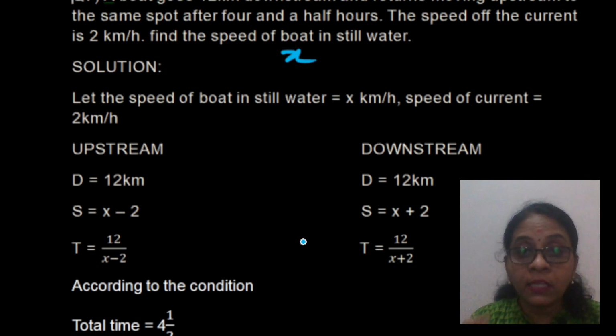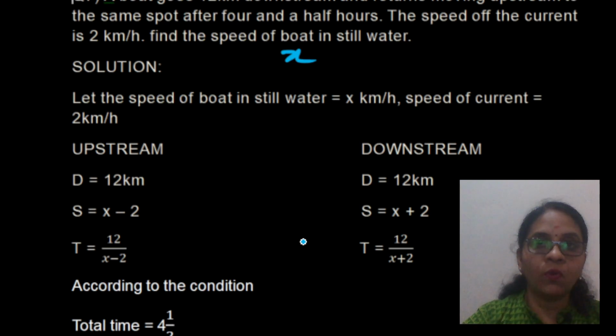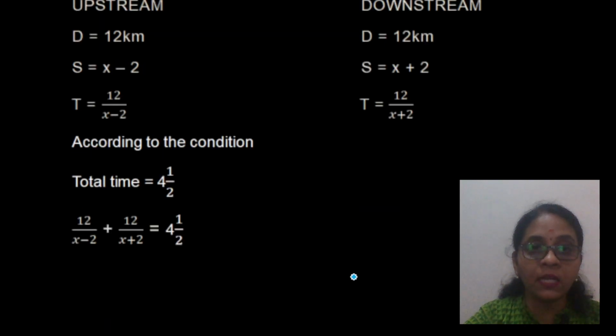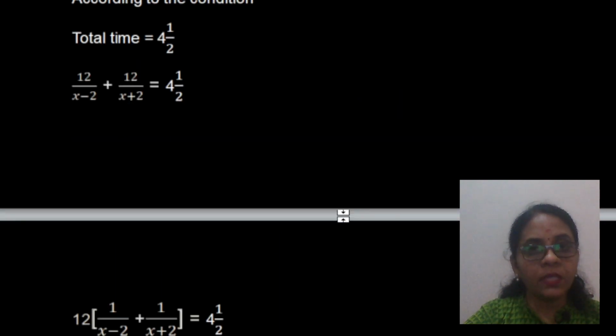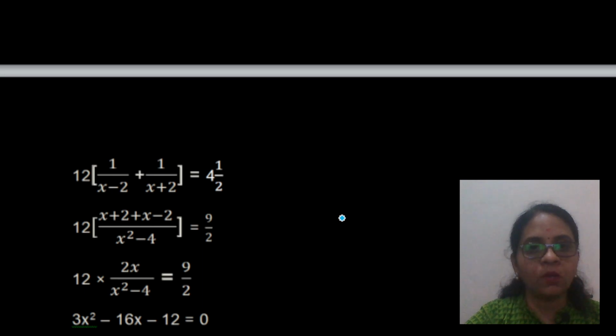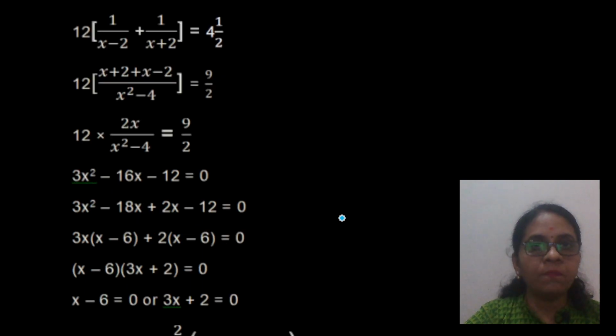Here it is given that the total time is 4.5 hours. So we have to apply that condition. It is not the difference of the time given, children. It is the total time which is given as 4.5 hours. Is that clear? So again same thing, take out 12 common. Okay. So you have a simple equation now.